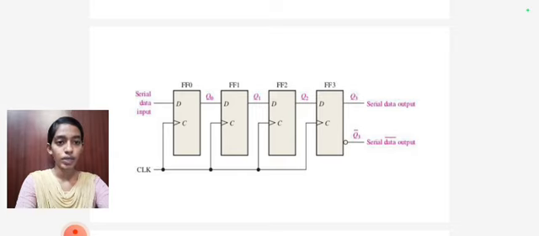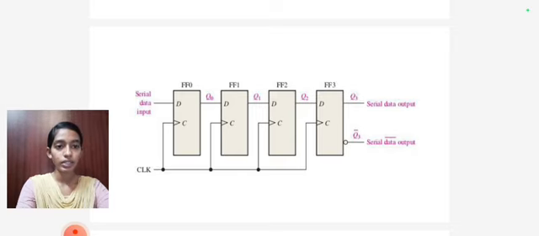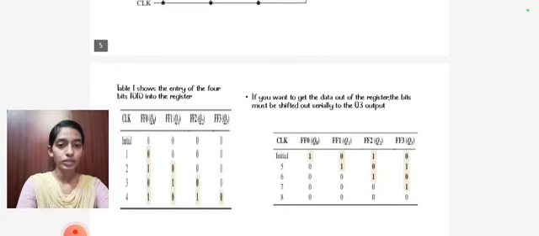The third flip-flop's input will be the second flip-flop's output Q1, and the last flip-flop's input will be the third flip-flop's output Q2. The fourth flip-flop's output will be Q3, which is taken as the serial data output. Here I am giving a clock pulse to each and every flip-flop. Now I am going to show how the bits are entered into the shift register.